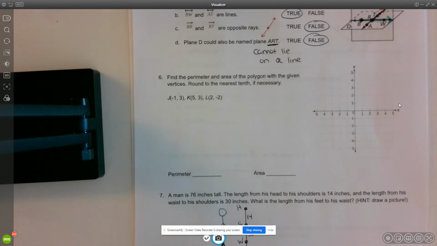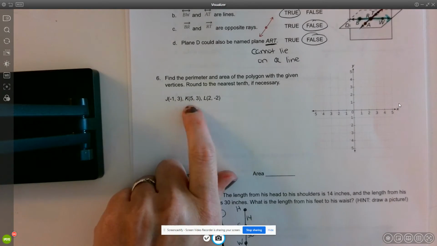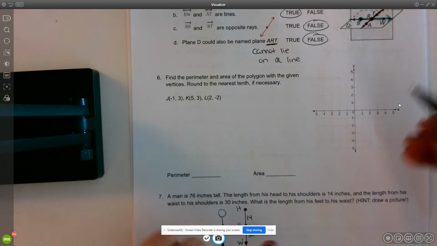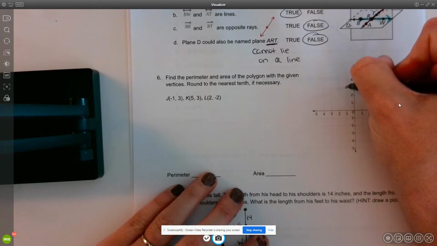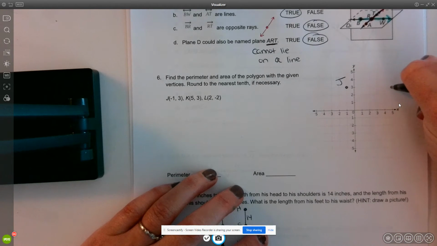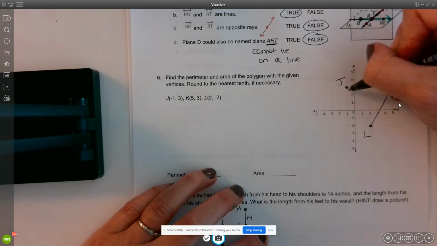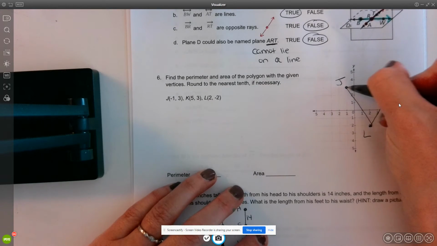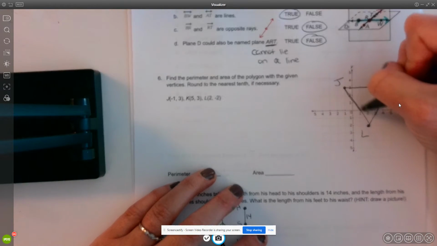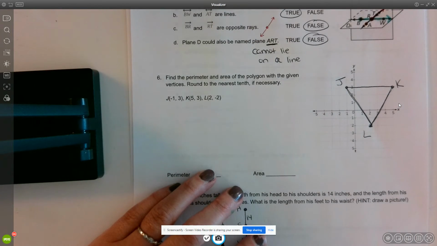And number 6, we need to find the perimeter and area of the polygon with the given vertices. Round to the nearest tenth if necessary. Let's go ahead and first plot these points on our graph. If I do this too fast, you can always pause the video and then catch up. All right, so we have a triangle here.